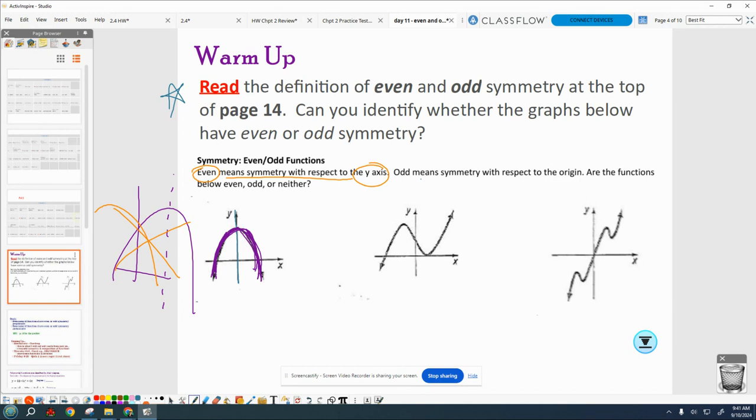Eric, odd means symmetry with respect to the origin. What does that mean? Symmetry, like how the graph starts out. Okay, so one of these other two has symmetry with respect to the origin and one of them doesn't. Which one? I think the third one is symmetry. Okay, symmetry with respect to the origin is that one.